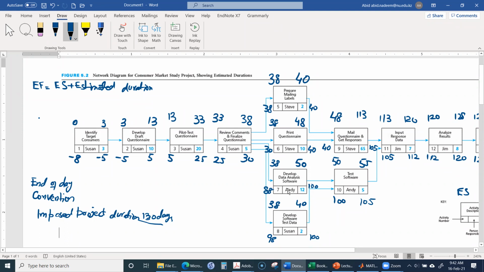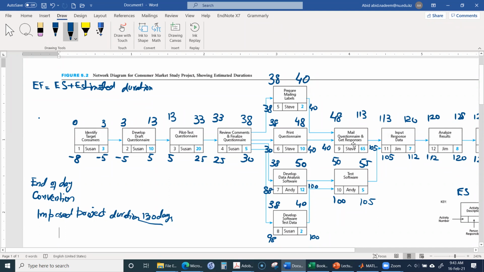On the other hand, there is a lot of liberty, a lot of freedom with activity 7. Activity 7 can be started as early as the 38th day, and as late as the 88th day. So we can start this activity as much as 50 days late. So activity 7 can be started late, and activity 8 can be started late as well.